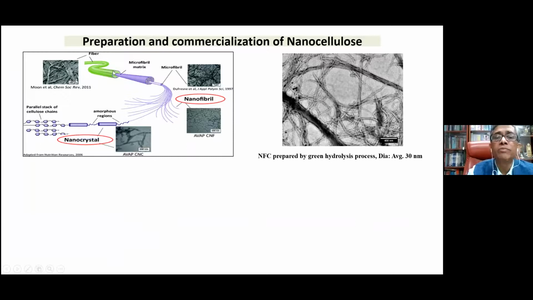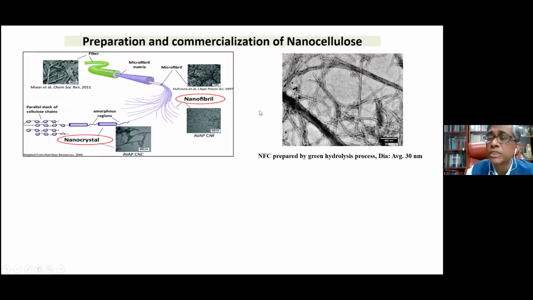If we take the fiber and if we can process it, we can go to microfibril matrix to nanofibril matrix, and then the nanocrystal. This nanocellulose and nanocrystals has a huge market and huge potential is coming. So you can see that, an average 30 micron we have developed.